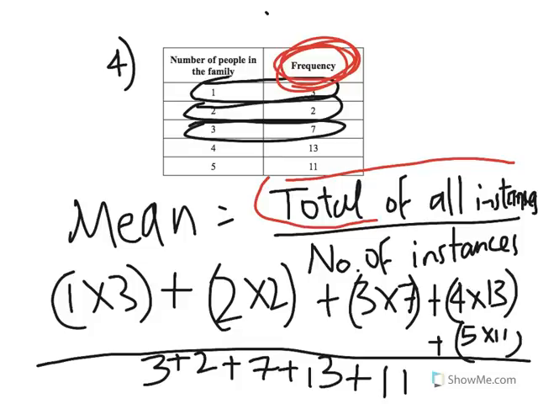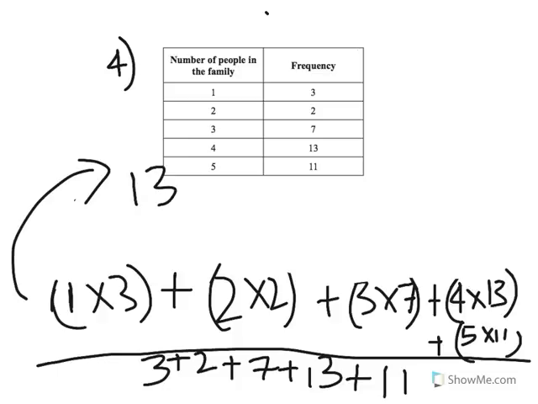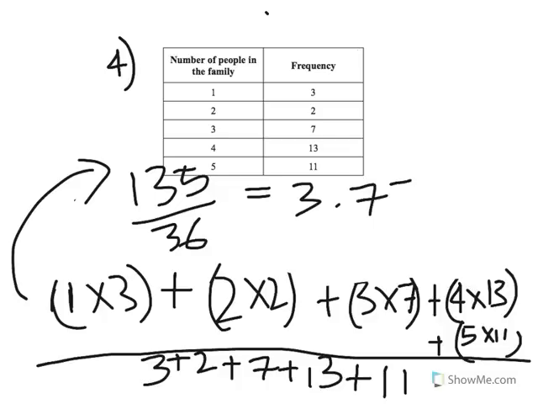This simplifies to 135 over 36, which is nothing but 3.75 people in each family as an average.